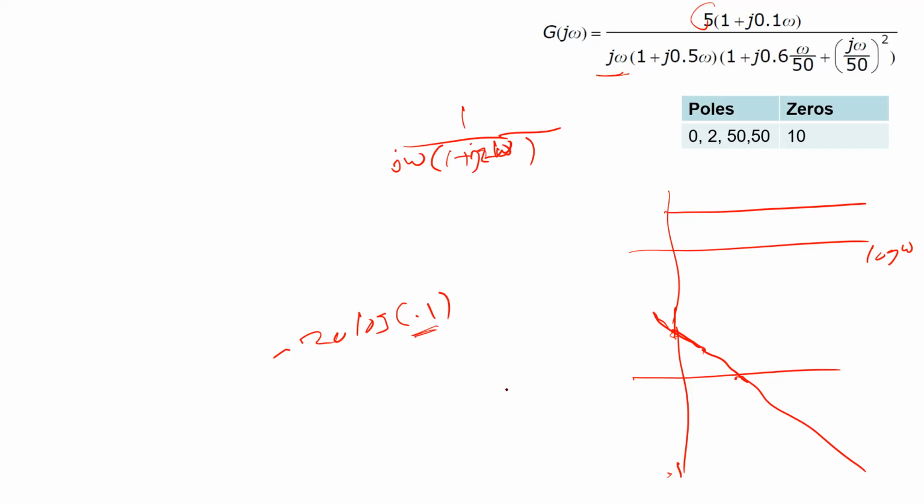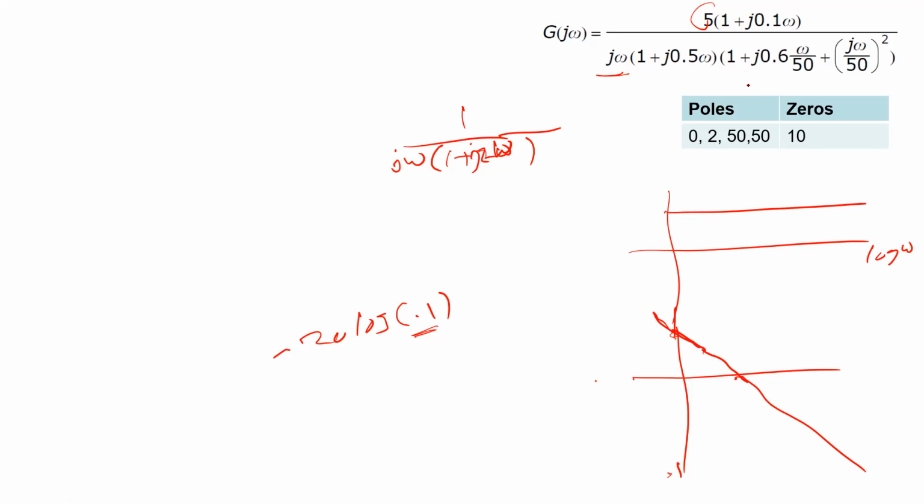0.5, I should go 1 decade before. So I should start at 0.01. My scale will start at 0.01. You always try to go 1 decade before the zeros and the poles, before the first pole or zero. So the scale which you use depends on your system.